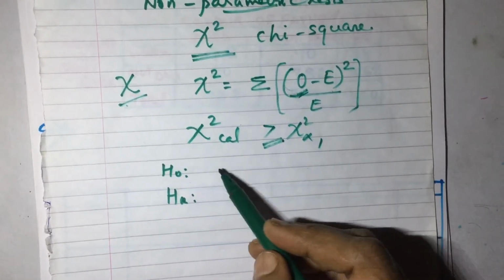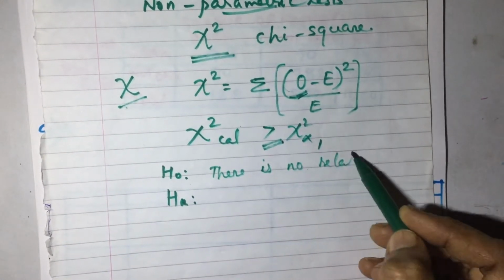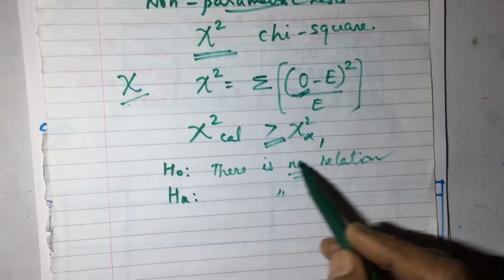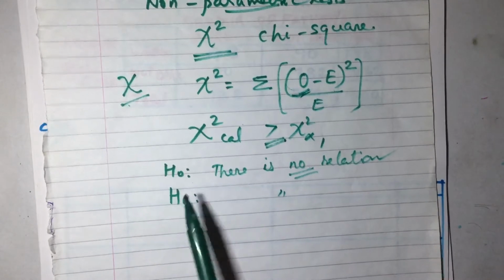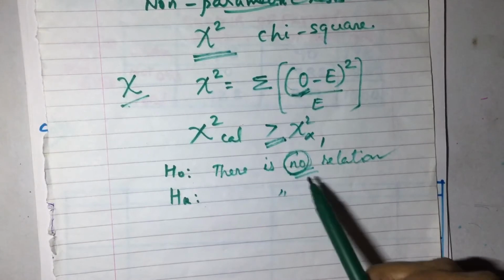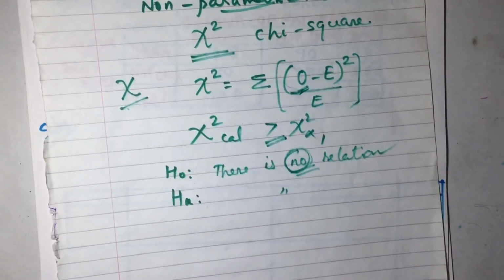Here we assume that there is no relation between the height of father and son, and the alternate hypothesis obviously will be that there is some relation between the height of father and son. So these are two types: one is independence of attributes, where we take this as the null hypothesis, and the second is goodness of fit, where we write a positive statement and later prove or disprove it, that is, we accept or reject it.